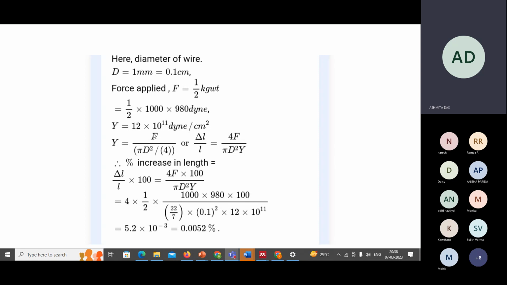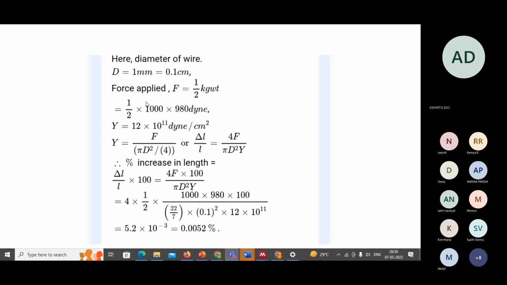So half kg weight can also be converted. Half kg is the mass of the material, and weight means the gravity, which is 980 in the CGS scale. So half into 1000 into 980. That is the force applied.